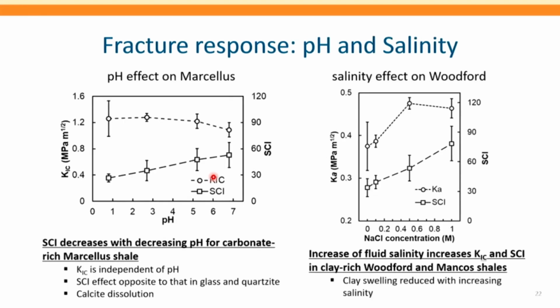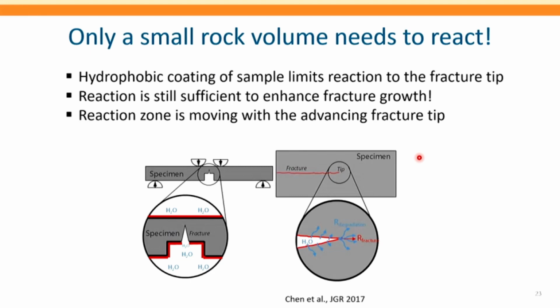And then effects of pH. The carbonate-rich sample is sensitive to the pH, no surprise there. Not for the fracture toughness, because it's a fairly rapid process, but for the subcritical index, which is a slower process, the material has more time to react with the acid, therefore there's a pH dependence here. The subcritical index is lower at low pH than at high pH. And for the salinity effect, the Woodford, which has some clays in it, shows that too. So it really depends on the rock type.